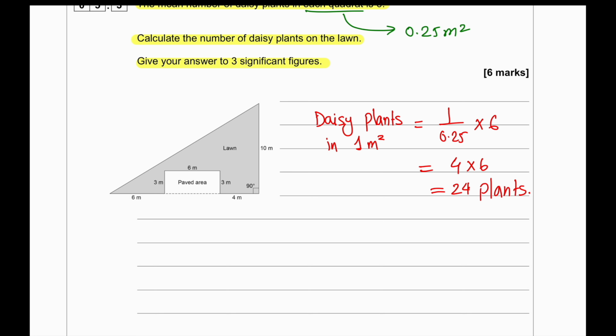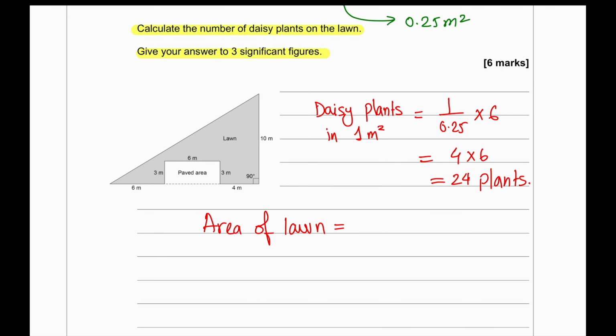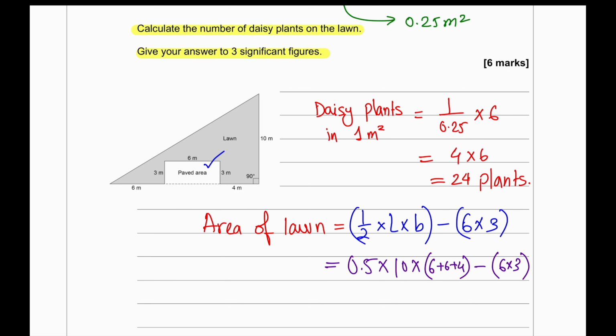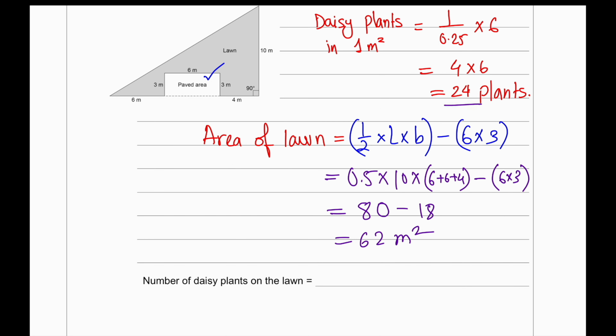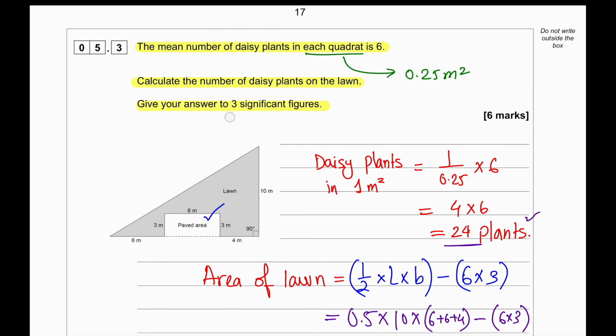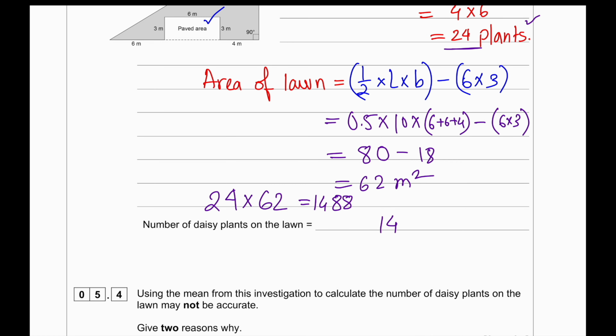Now we need to calculate the area of the lawn. We can use the formula half times length times breadth. However, there is a small complication because the lawn contains a paved area. So we will have to subtract the paved area. So the area comes to 80 minus 18, 62 meter squared. Since there are 24 plants in 1 meter squared, the number of daisy plants will be 24 times 62, 1488. Our answer needs to be to 3 significant figures. So 1488 will be written as 1490.